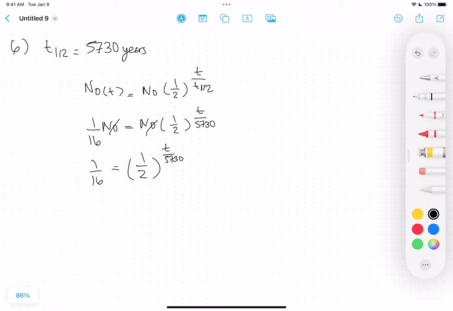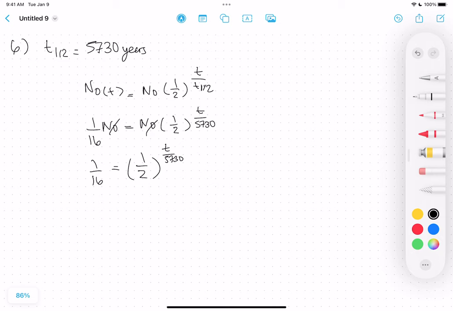What do I want to do here? So we can just take the natural log of both sides, right? I don't think we do, unless I'm looking at the wrong equation. If we want to solve for t... actually, you don't have to. You can really easily look at this and figure it out.